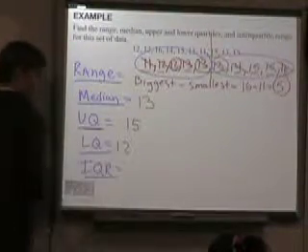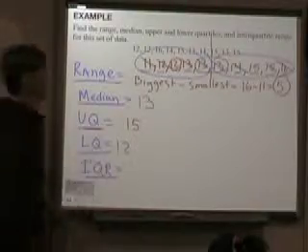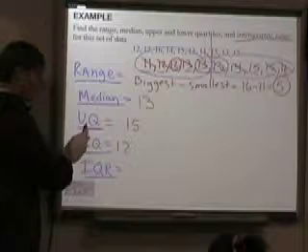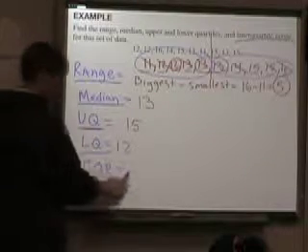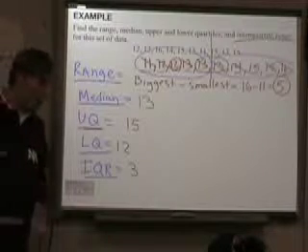Okay? So now the interquartile range, that's what IQR stands for. Interquartile range. Well, all you do is take the upper quartile minus the lower quartile. What's that? 3. So that's your interquartile range. Well, I mean, that was hard.